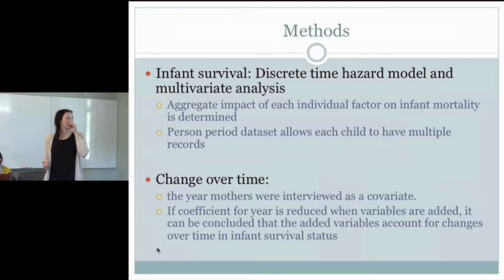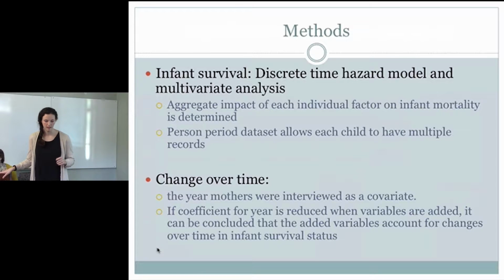My methods include a discrete time hazard model, which requires a person period data set in order to have multiple records for each case, where I now have 1 record for each month of the child's life. So I can interact with the first month or the following 11. And I look at change over time by looking at the first year of the survey and the last to see whether the variables introduced in their own different models have changed infant mortality from the baseline level.